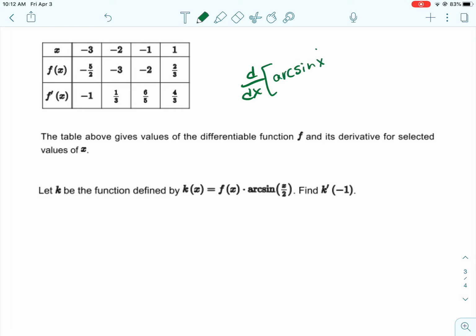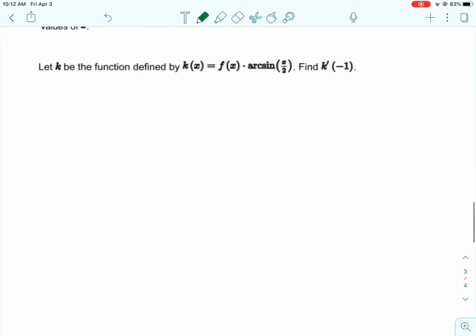Okay. All right. So now we have k, and k is the product of f and the arc sine of x over 2. So we do need to know the derivative of the arc sine, or be able to find it quickly. Okay, so in the place of x, we are going to have to put in x over 2. And then because that is not an x, we are going to have to do the chain rule like we did on the first problem. So we are going to have to do chain rule, kind of a hard derivative, and the product rule all together on this one.